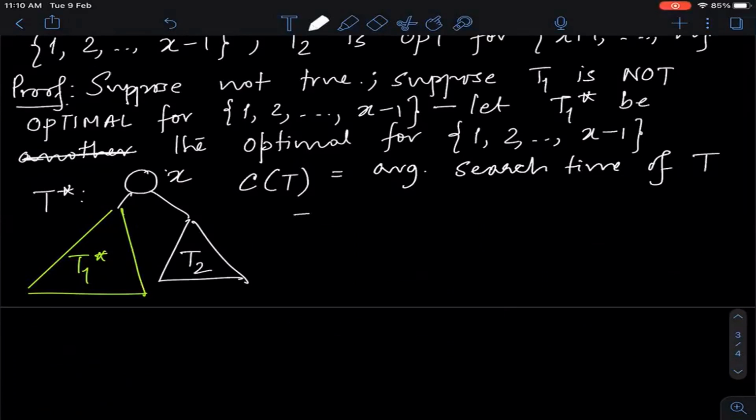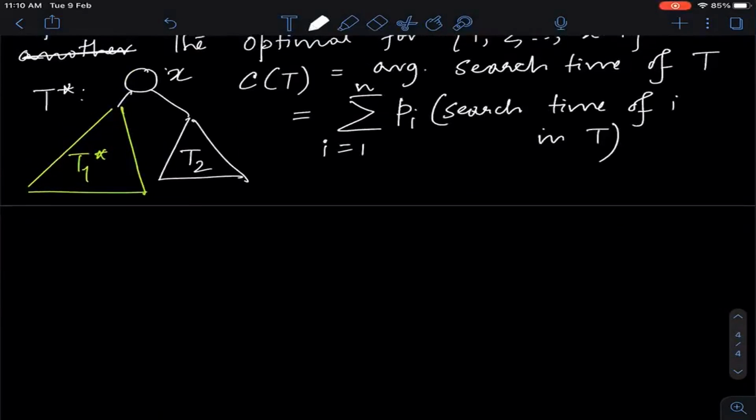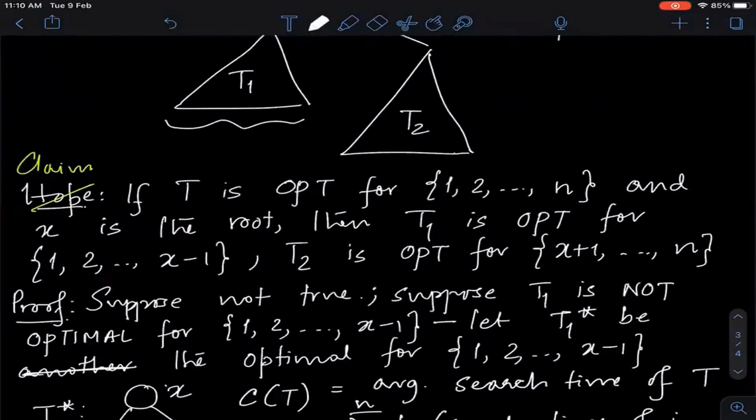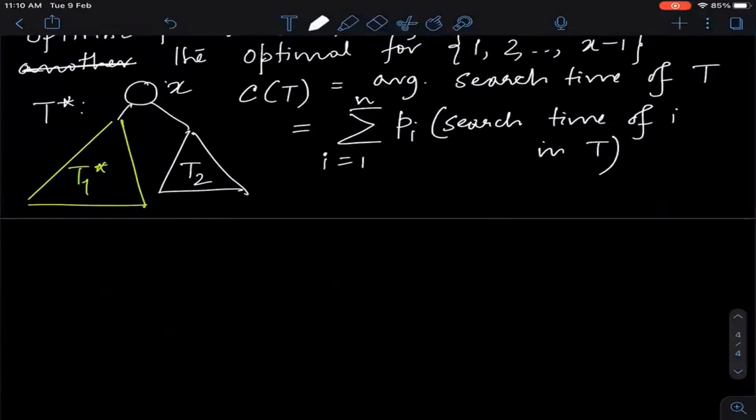So let's take it from the beginning. This is the summation of i equals 1 to n, p_i times the search time of i in T. That's just the definition. Now I will break this definition up into parts. Remember, which tree am I talking about now? I'm talking about this tree T, and all the search times in it. I'm not doing anything fancy.